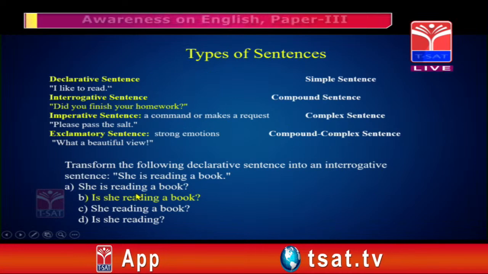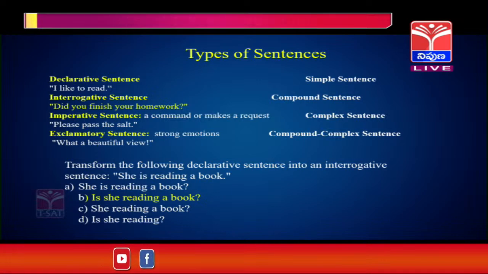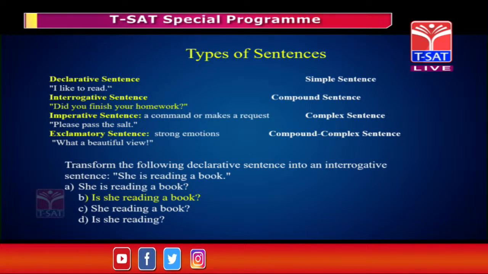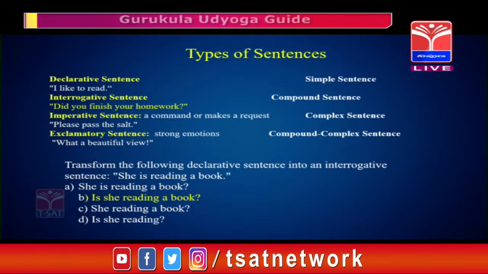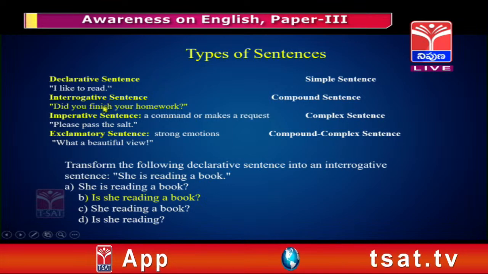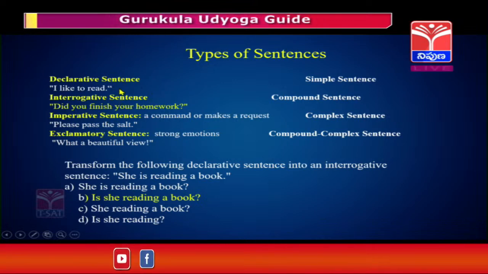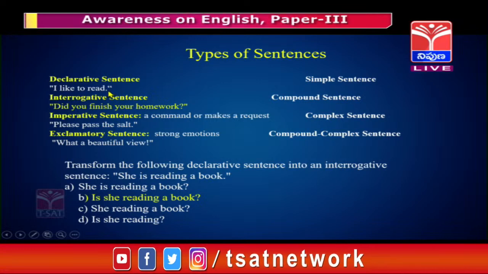The next topic under grammar is types of sentences. Here we need to be a little careful in identifying the sentences. As we all know, we have 4 kinds of sentences. One is the declarative sentence, the other one is the interrogative sentence, the imperative sentence and the exclamatory sentence. We all knew this. What is a declarative sentence? A declarative sentence all the time ends with a full stop or a period.